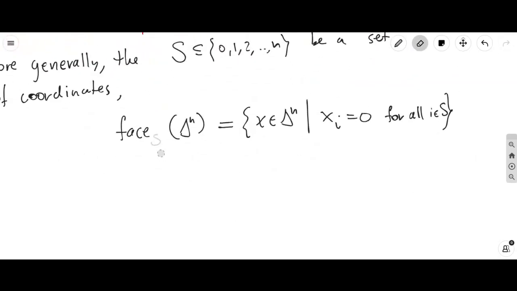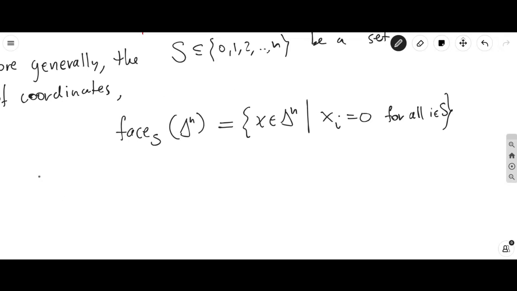We allow the possibility that S is equal to everything, in which case this is what you call the empty face. Okay, so that's what you call the empty face. And if S is the empty set, then the face is just delta n itself. So we're allowed to be quite general over here.